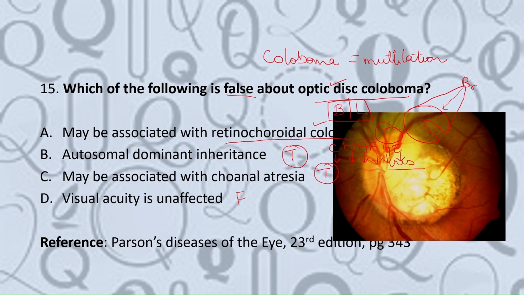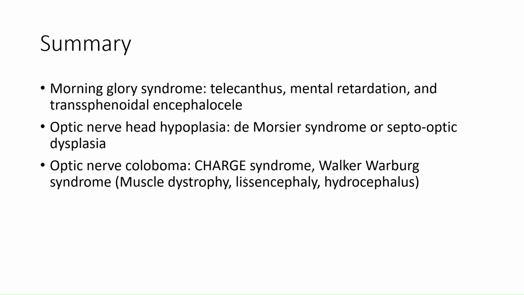So this is how a coloboma of the disc appears. To summarize congenital anomalies of the disc, we have systemic associations only in 3 conditions. The rest of the conditions are sporadic and restricted to the eye alone. Morning glory syndrome is associated with telecanthus, mental retardation and transsphenoidal encephalocele. Optic nerve head hypoplasia is associated with de Morsier syndrome. Optic nerve coloboma is associated with CHARGE syndrome, which I explained just now, and Walker-Warburg syndrome, which is associated with muscular dystrophy, lissencephaly and hydrocephalus.